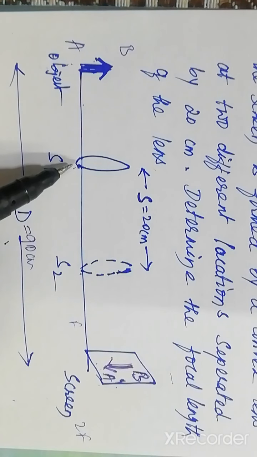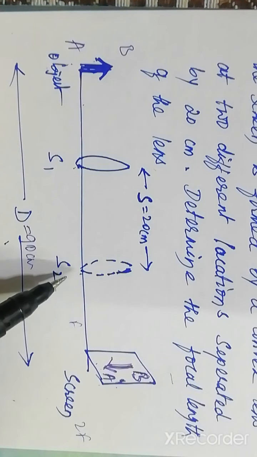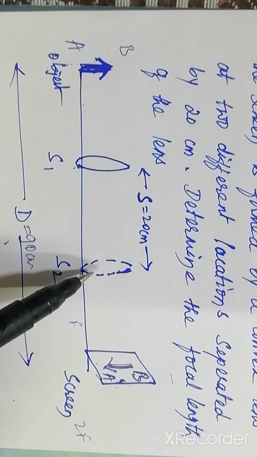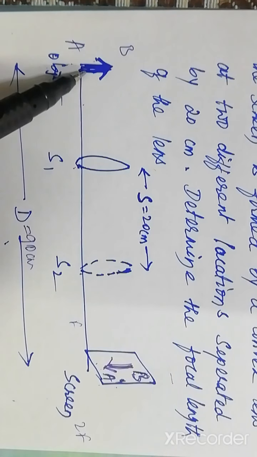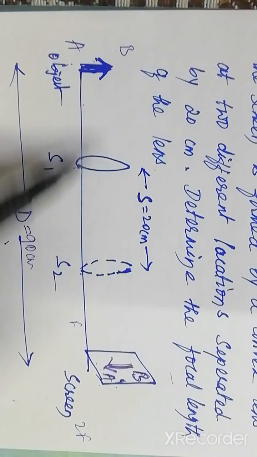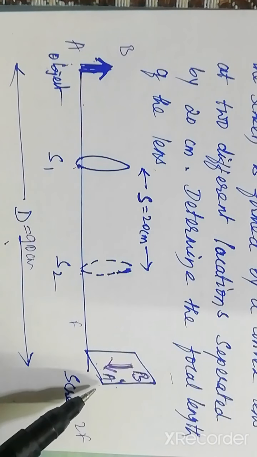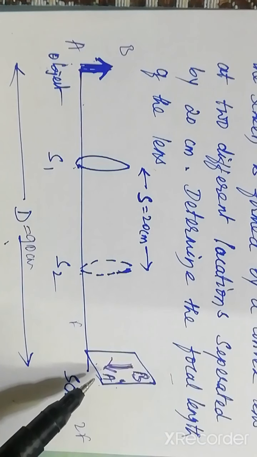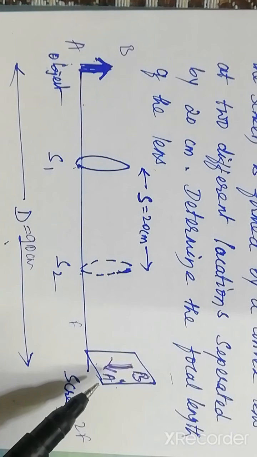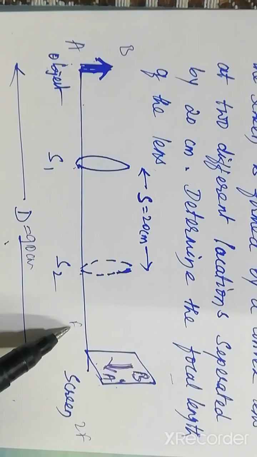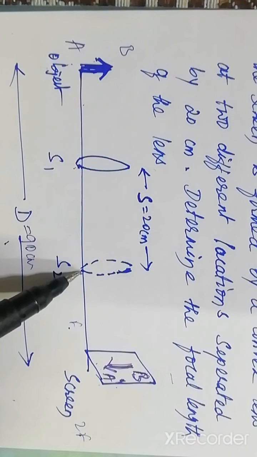When the same lens is shifted to position S2, the object falls beyond 2f of the given lens. Then also we get the image of the object on the screen. Nature of the image is real, inverted and diminished image is formed between f and 2f of the given lens.